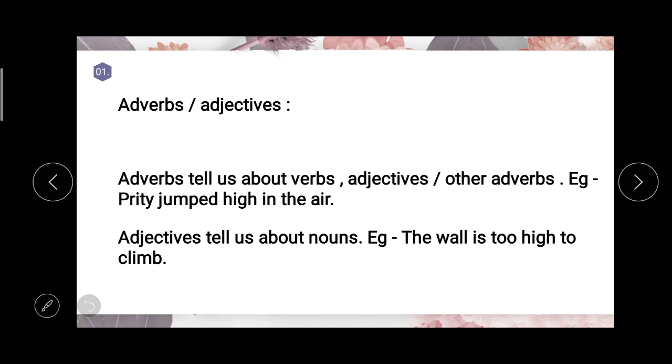So here in adverb I have put an example, that is Preeti jumped high in the air. Here the adverb is high, which is describing the verb jumped. So it is an adverb. But again, almost the same sentence in number two in adjective, that is the wall is too high to climb. Here the word high is the adjective, because it is describing the noun wall. And here it is describing the verb. So an adverb mainly describes the verb, adjective or other adverbs, but an adjective only describes a noun. So please be sure about the difference between the two, and don't make any confusion between them.